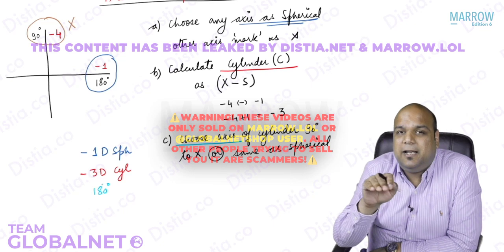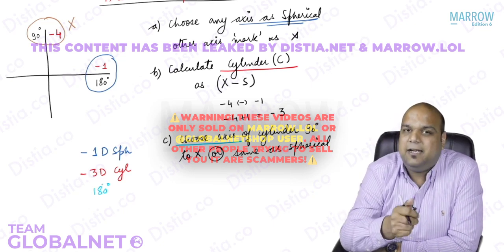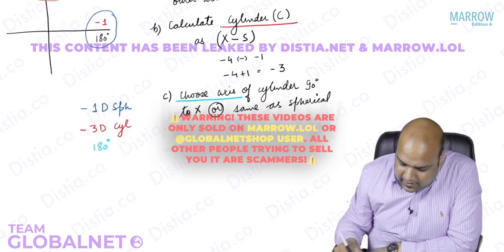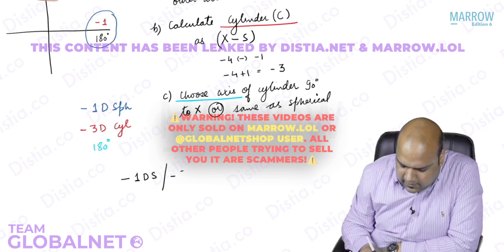So if we keep the cylinder at 180 degree, everybody, then it will neutralize the refractory error at 90 degree. So what does my refractory error now become? My refractory error becomes -1 diopter sphere with -3 diopter cylinder at 180 degree.